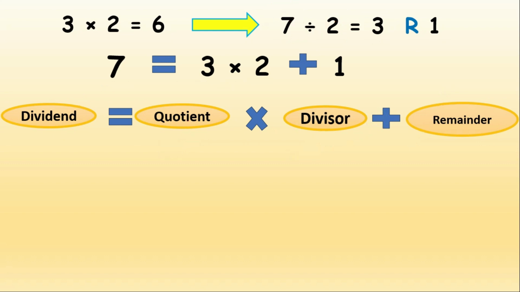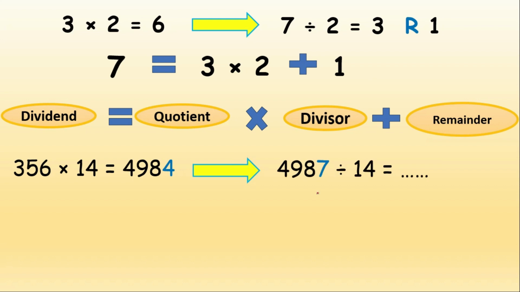Okay, another example. 356 times 14 equals 4,984. So 4,987 divided by 14 equals what? Equals 356. Like 356 times 14 equals 4,984. But here we have a remainder. If we subtract 7 minus 4, we get a remainder 3.